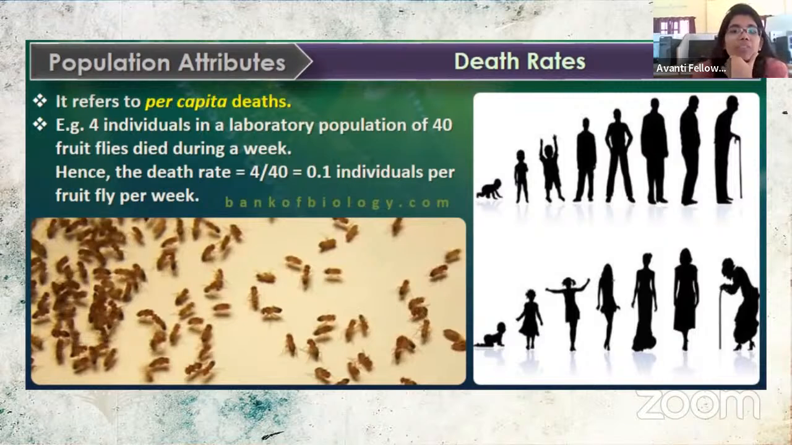Okay, the same way we have a death rate too. Death rate also we are considering per capita. The same way we are going to calculate. This year, if we have 100 organisms, next year, how many organisms have died from the entire population?